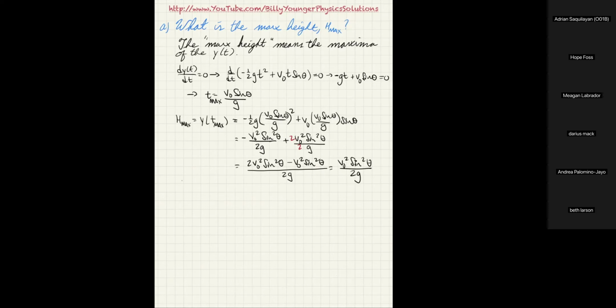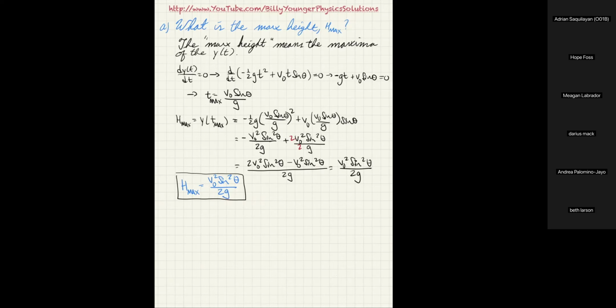So we can go ahead and write that H max is equal to v0 squared sine squared theta over 2g, and that is the general solution for the max height of a projectile, assuming that you fire it and it travels and lands at the exact same height at which it was fired. So long as the launch point and the landing point are the same heights, the max height would be just this quantity, v0 squared sine squared theta over 2g.